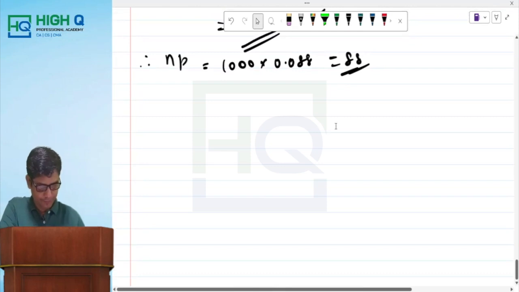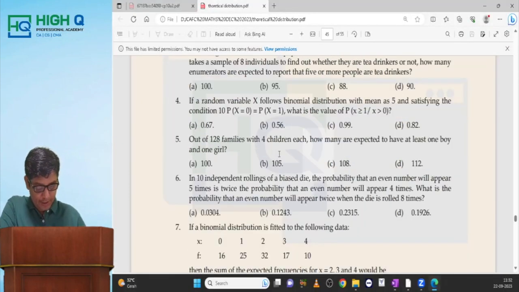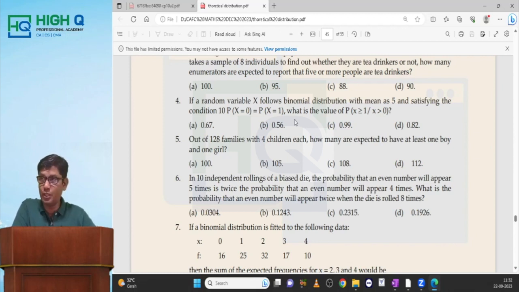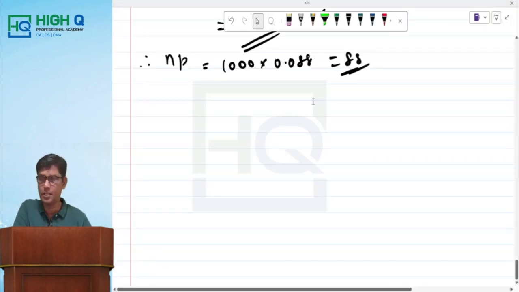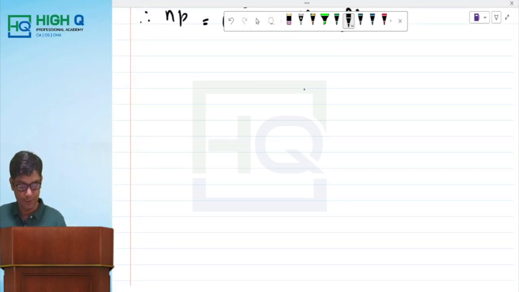Next. Now listen here. Sum number 5. Out of 128 families with 4 children each, how many are expected to have at least one boy and one girl? At least one boy and one girl. Okay, listen here. Out of 128 families with 4 children each, how many are expected to have at least one boy or at least one girl? Look at this. 5th sum, right? Okay. Total how many families we are taking?